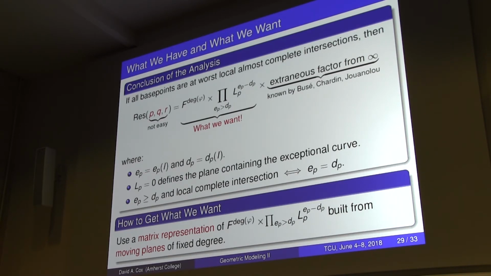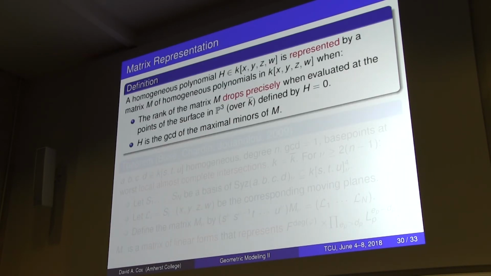And so the beautiful theorem that we're going to see in the next slide is that there's a matrix representation of this guy that is basically built just from moving planes. And so we're going to basically get this center part right here in a really easy way, and that's something we really like. So what's a matrix representation?